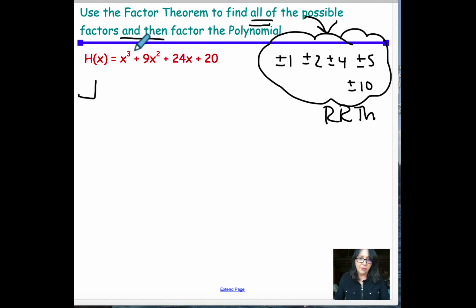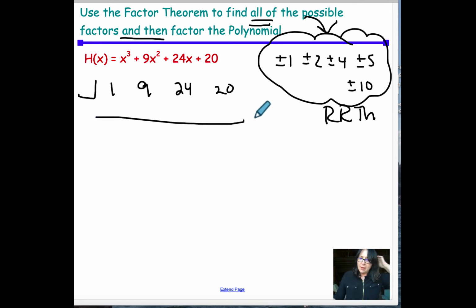We have to plug the values in. So 3, 2, 1, 0. You have to make sure that that's descending. So you've got 1, 9, 24, and 20. So pick a number. This is the first time I've done this, so I'm going to try 5. Let's try 5. So we've got 1, we get 5, add 5, I get 14. So now this isn't going to work.